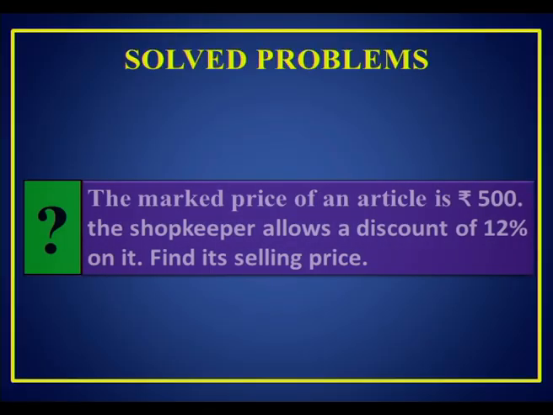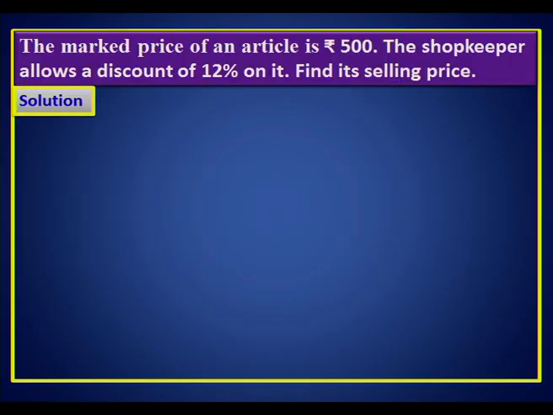So, children, we have learned the concepts of simple interest, discounts and also percentages, right. Now, we are going to solve some problems based on these concepts. Let us start. The mark price of an article is 500 rupees. The shopkeeper allows a discount of 12% on it. Find its selling price. Let us start with the solution.